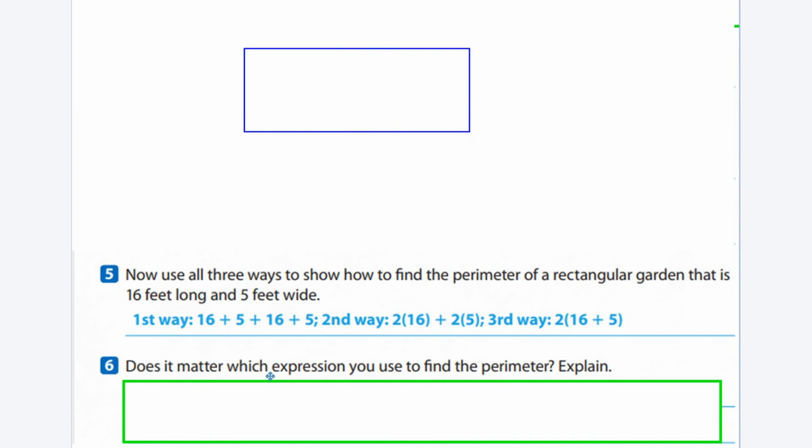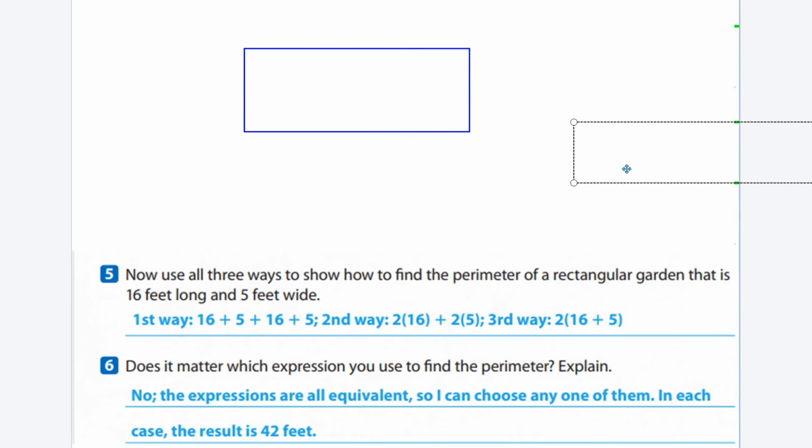Question 6. Does it matter which expression you use to find the perimeter? And explain. And obviously the answer is no. It doesn't matter. The expressions are all equivalent, so I can choose any of them. In each case, the result will be 42 feet. And I should, if I were you, I would do the math, unless you already did that.